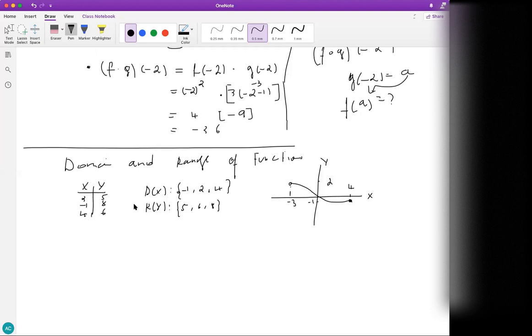You can also get the domain and range from a graph. So if you look at this graph, the values of x go between what values? The values of x. So this graph, this is the graph. So the domain, or the values of x, they go from where to where? The values of x, they go between what values from the graph?